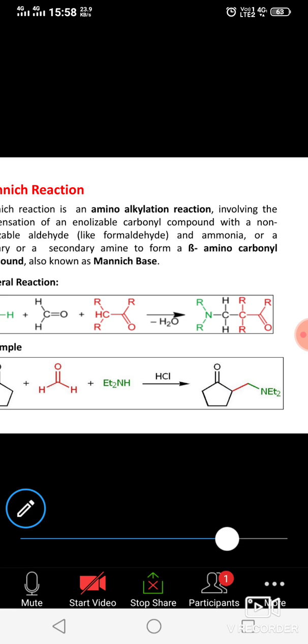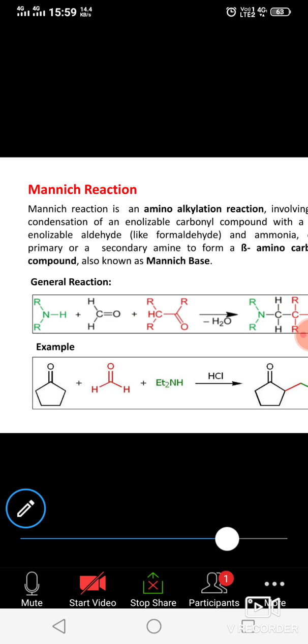So why is it beta amino? You can see that you have nitrogen. To the nitrogen you have the alpha carbon. To the alpha carbon, you have the red beta carbon. Now this beta carbon has the carbonyl functional group. This is why it is named beta amino carbonyl compound. It means the beta carbon with respect to the nitrogen will have the carbonyl functional group. Is it clear? So this is the general reaction for the Mannich reaction.